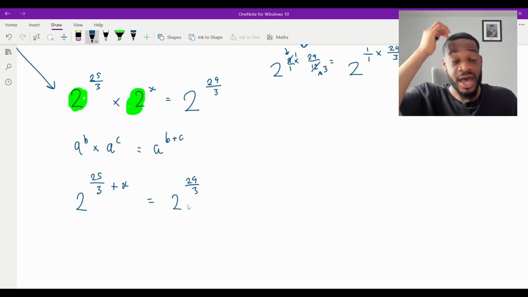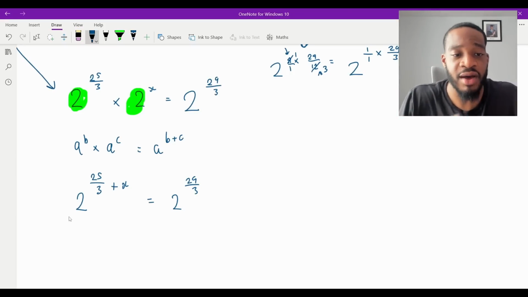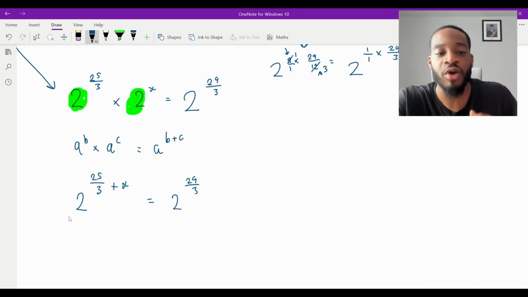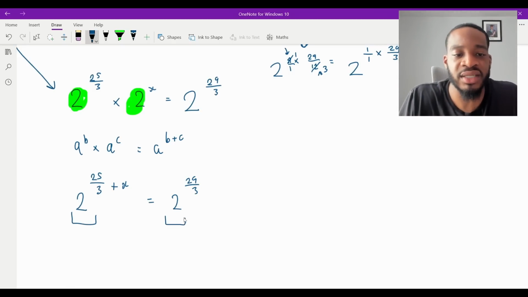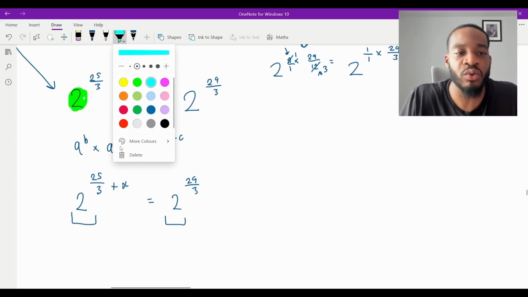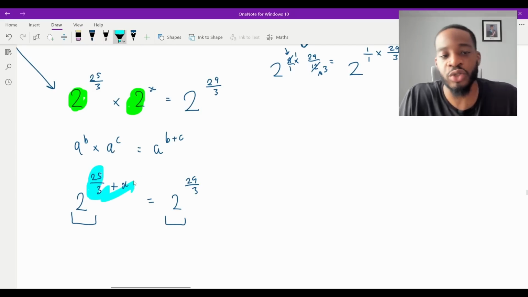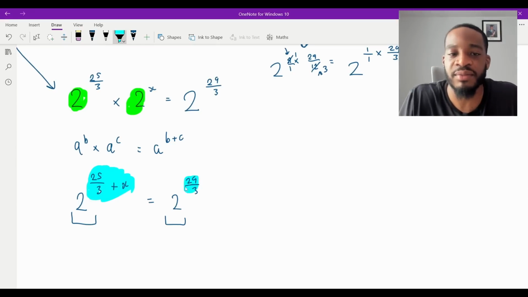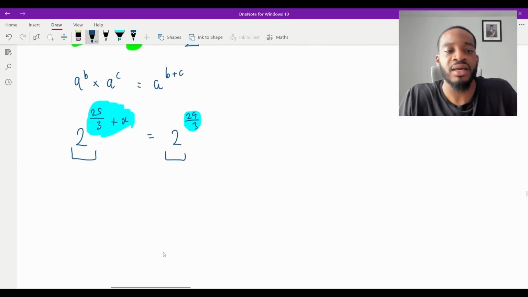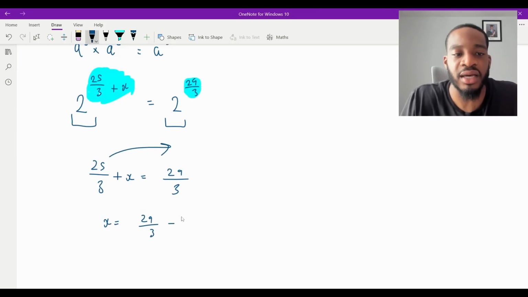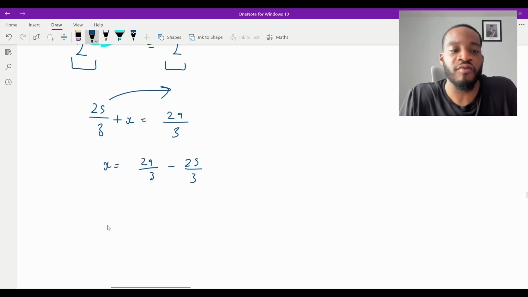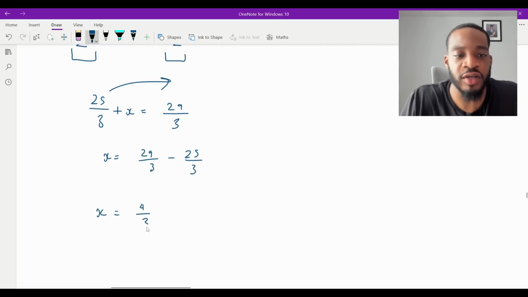Now, because we have essentially used algebra to get to this point where we've got two numbers on either side and the bases are the same, what must that mean about their powers? It must mean that their powers are equal. If I'm saying 2 to the power of something is equal to 2 to the power of something else, those two powers have to be the same. There's no other choice. So therefore we can say that 25 over 3 plus x must equal 29 over 3. So x, if we move that over, is just going to equal 29 over 3 take 25 over 3, which is just going to be 4 over 3. So x is just 4 thirds.